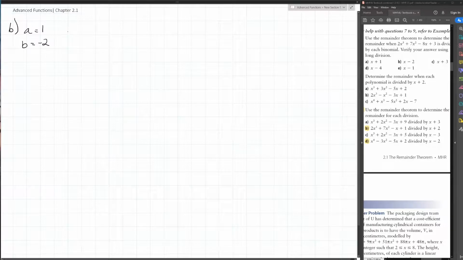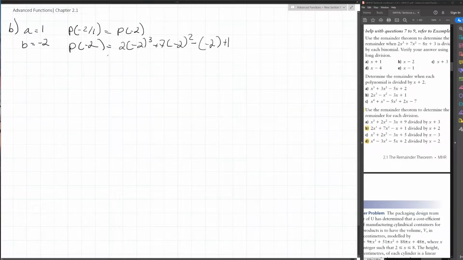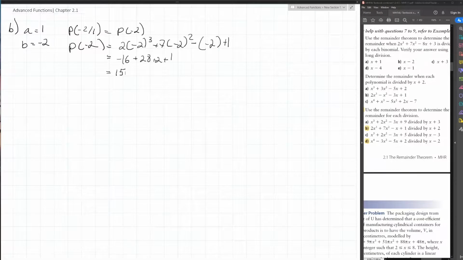Therefore, we now need to find P of negative 2 divided by 1, which is equal to P of negative 2. So now, since we know that we have to find P of negative 2, we substitute negative 2 into the dividend, and what we get is 2(-2)^3 + 7(-2)^2 - x, I forgot we're substituting for a second, -2 + 1. From here we have negative 8 times 2, negative 16, plus 4 times 7, 28. And then we have plus 4 plus 2 plus 1. We know that these are equal to 15. Therefore, the answer for part B is 15.